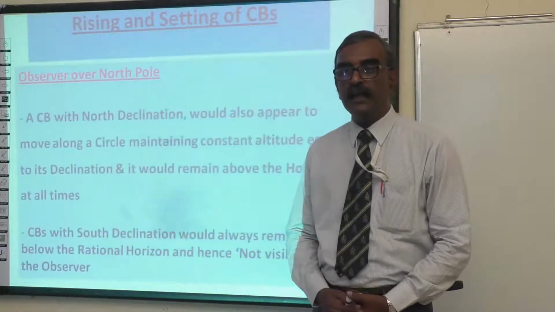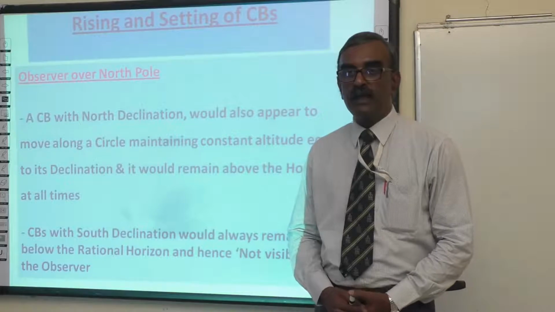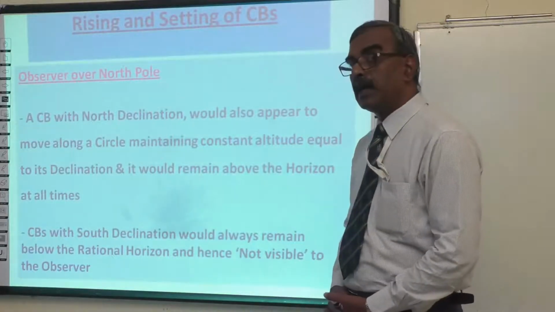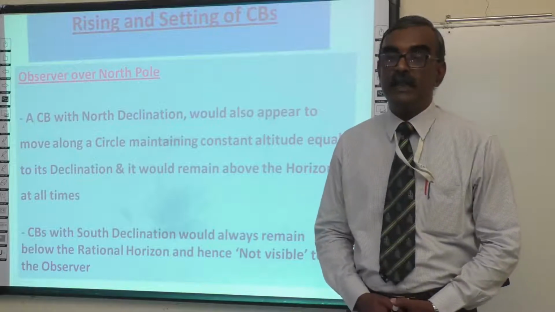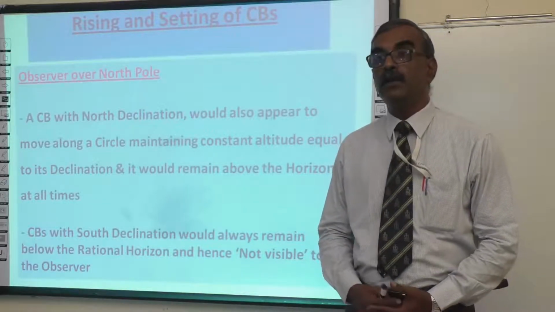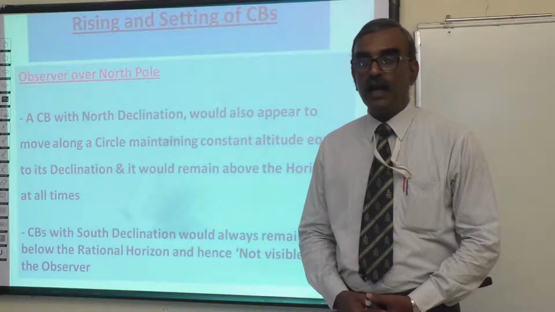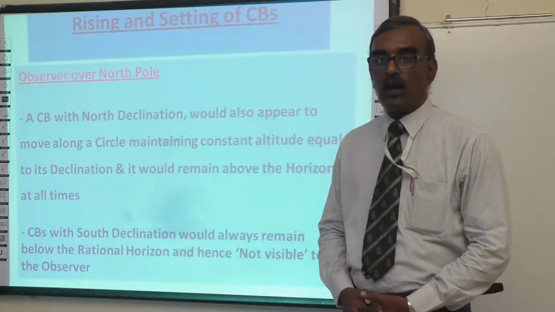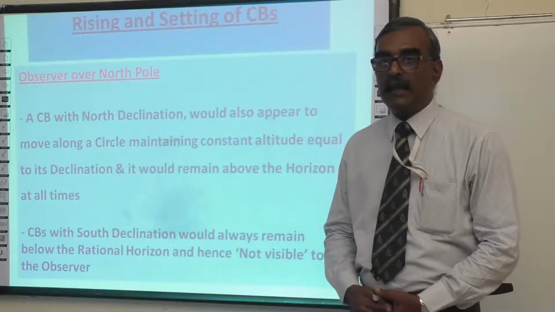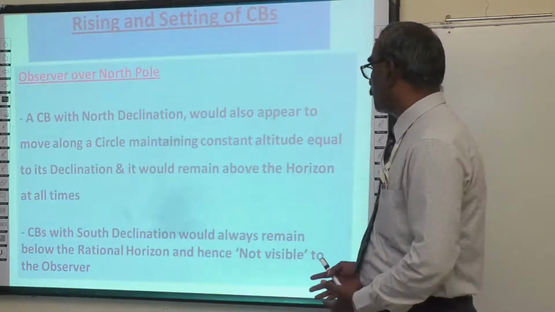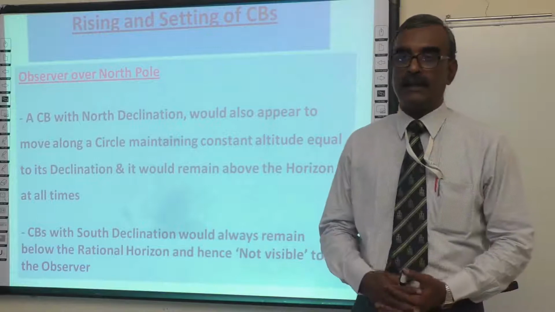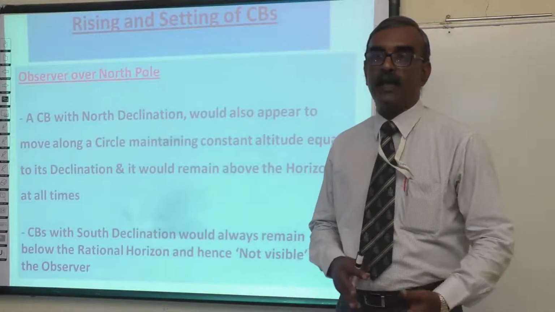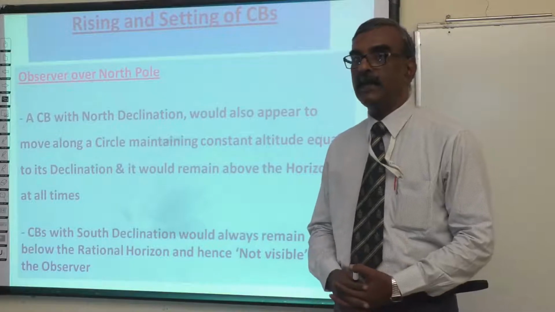Now let us see the condition where the observer is again at the North Pole, but the celestial body does not have zero declination but has northerly declination. It would appear to the observer to move along a circle maintaining a constant altitude equal to its declination. And it would remain above his rational horizon, in this case the celestial equator, at all times.